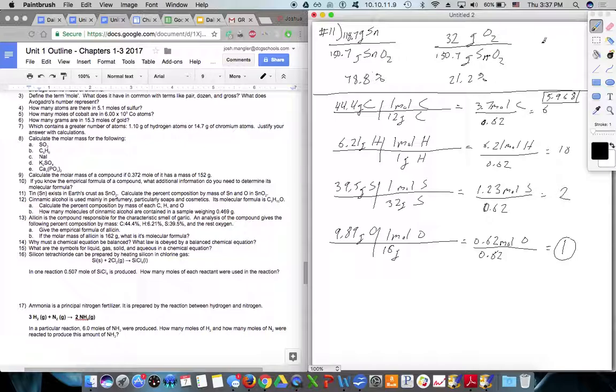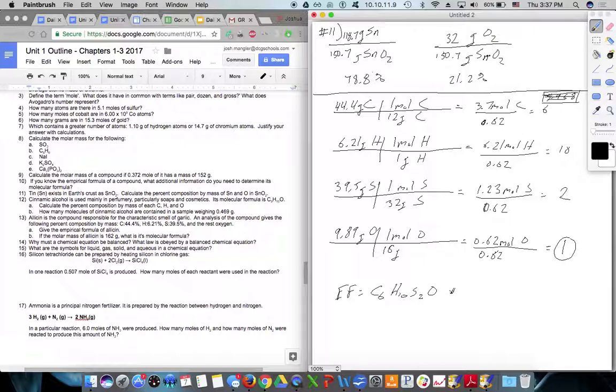When we can't round to whole numbers is when we have halves, and we've done problems like that in class. So that becomes a whole number of 6. So our empirical formula is equal to C6H10S2O. And we write it in order of how the elements were given to us in the problem. It's always written that way so your chemical formula comes out correct.